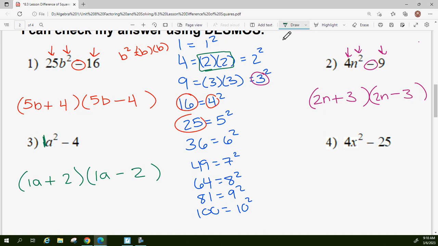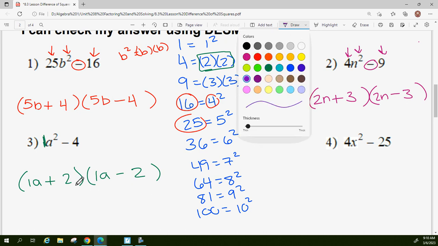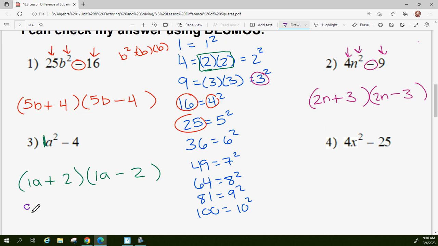And we can always check that we have the right answer by multiplying these together. So a times a is a squared. A times negative 2 is negative 2a. Positive 2 times a is positive 2a. 2 times negative 2 is negative 4. And then negative 2a plus 2a, those things cancel out, and I'm left over with a squared minus 4, which is what I started with. And so I know that I have the right factors. You don't have to do that step, but it is a good way to check to make sure you have the right factors.